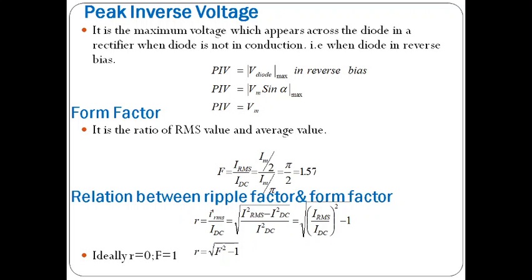We know that ideally the ripple factor equals 0. Yes, ideally the ripple factor equals 0. What could be the form factor? Yes, R equals 0, that means F square minus 1 equals 0. Now F equals 1. So ideally the ripple factor equals 0 and the form factor equals 1.